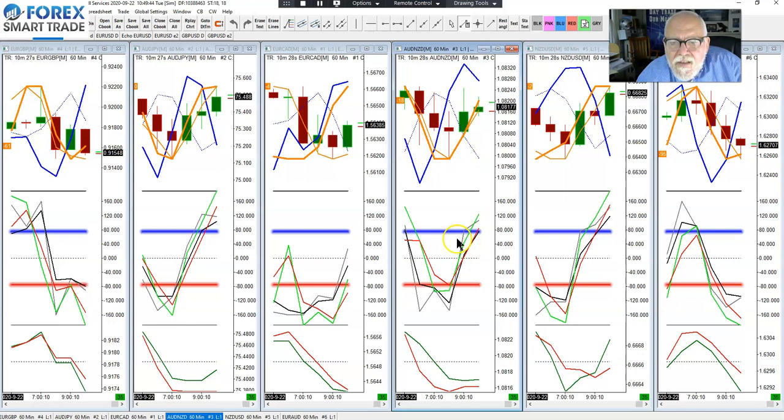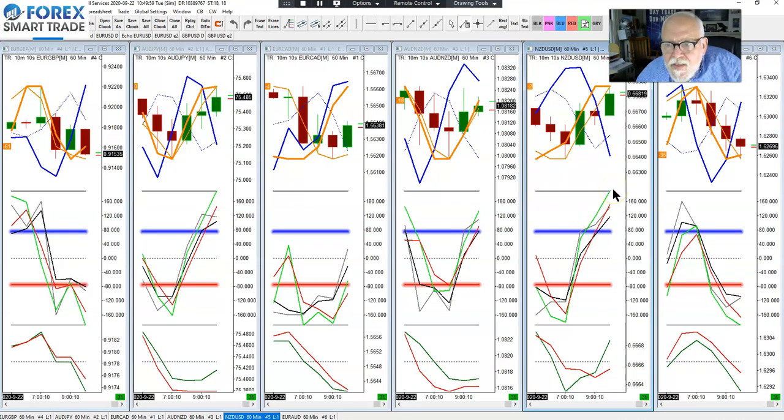Australian, New Zealand, we're just getting to the end of the channel. New Zealand dollar, as with the other dollar items, this is still shooting up. Actually, on this signal, we may come back and take a thick orange line trade.